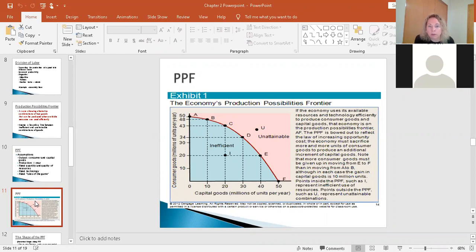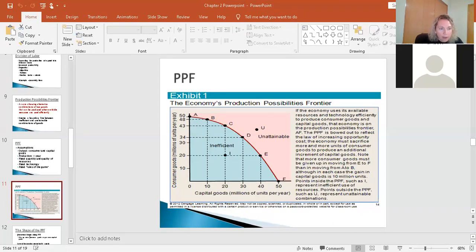Now, is there probably a small community or tribe somewhere that is really monitoring full usage of all their resources? Yeah, absolutely, because they probably need that for survival. But in most economies, that's not going to be the case. We are going to produce at least at some range inside of our PPF, okay?